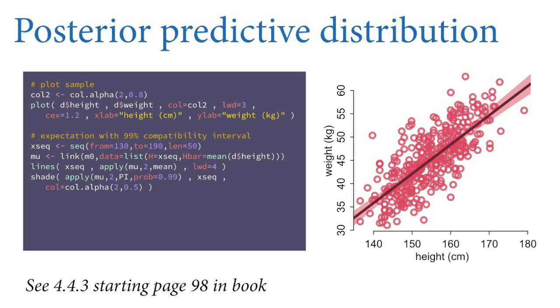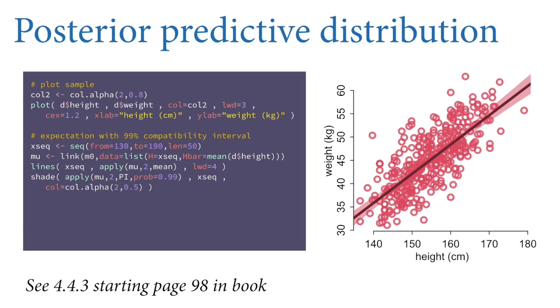And you should work through section 4.3 in the book and work with this code, and see what each of the objects in this code holds at each step, so that you understand what's going on. But at every step in this, there's no summary being done. We're working with the entire posterior distribution until the last line. So in this case, it's only when we plot the line that we take a mean.